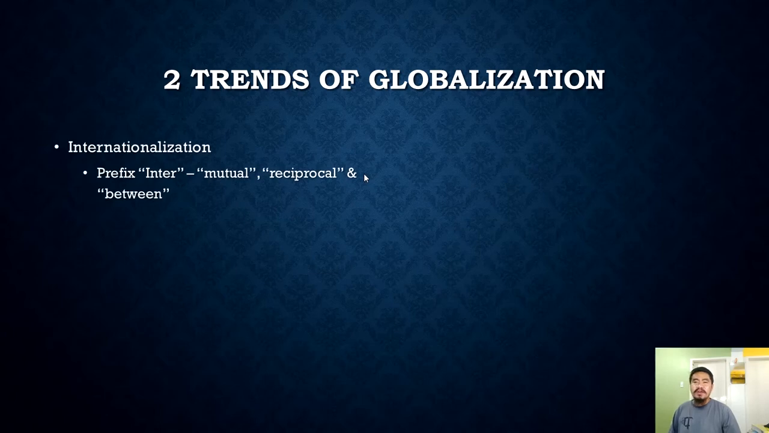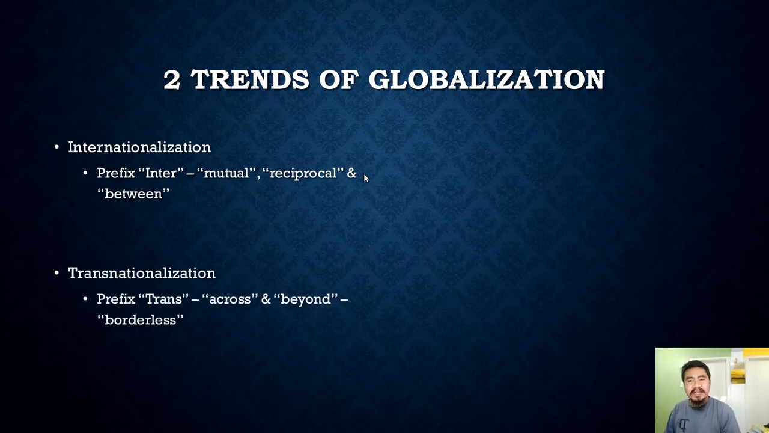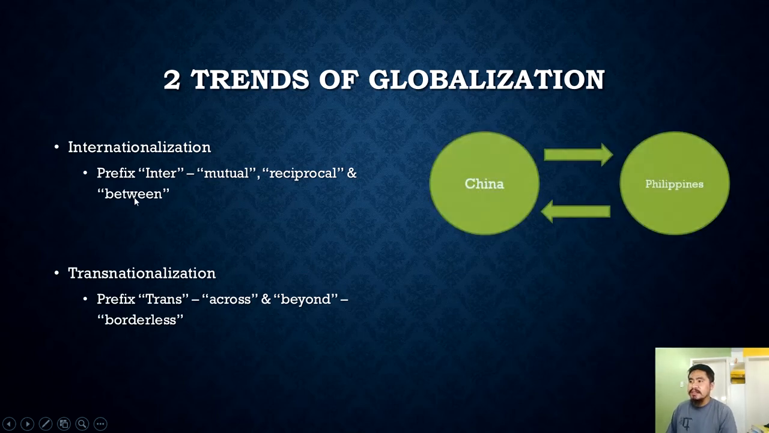Now, there are two trends of globalization. This refers now to how nation states connect with one another. So we have internationalization, and we have transnationalization. Now, to further understand these terminologies, we have to look into the prefix and through some diagrams. So, prefix tayo, no? So, we have inter and trans. Unahin natin yung internationalization. The prefix inter basically means mutual, reciprocal, reciprocity, and between.